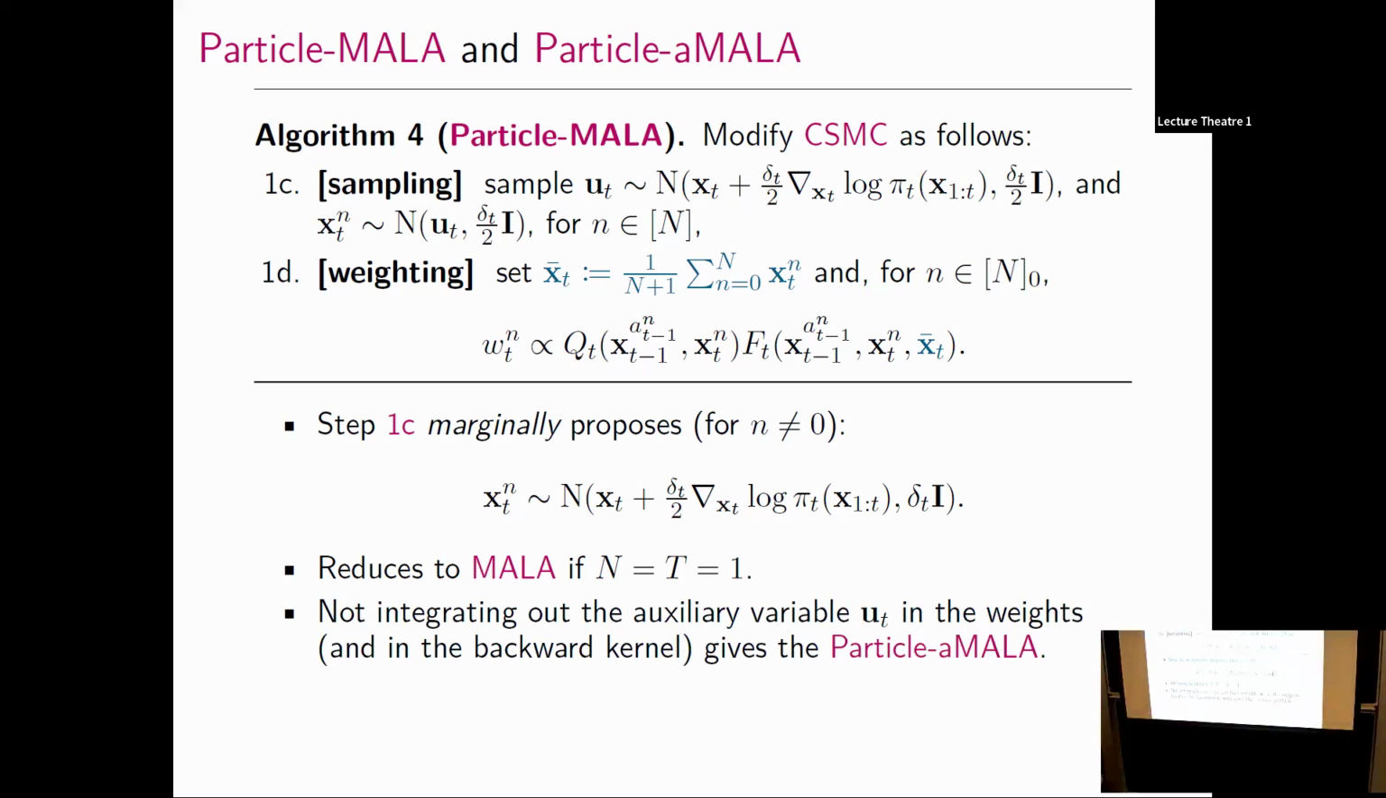Yeah, and then as usual, in the particle Muller, we're integrating out the auxiliary variable in the weights. But if you don't do that, then you get an algorithm which we call particle A Muller, which can be viewed as a random weight version of particle Muller, and which then reduces to the auxiliary Muller in the N and T equal to 1 case.